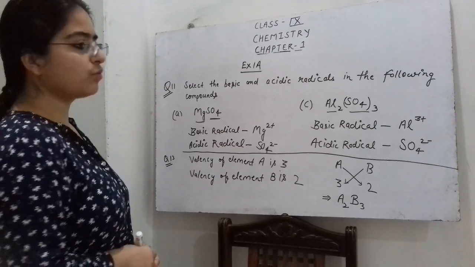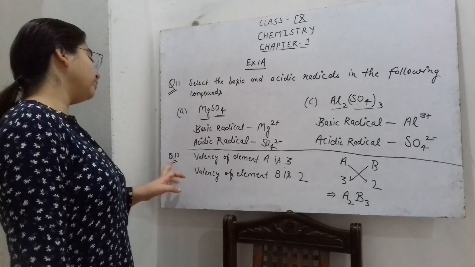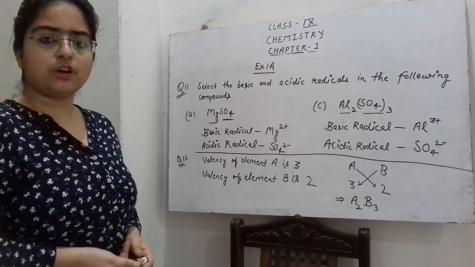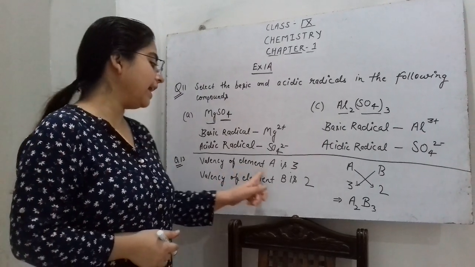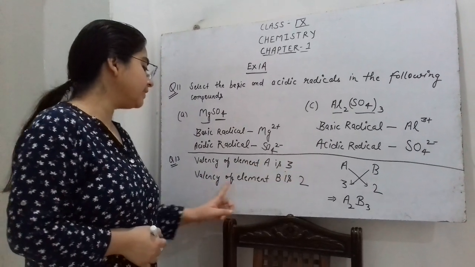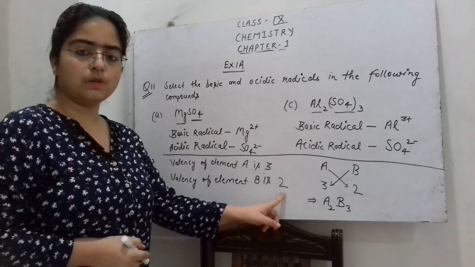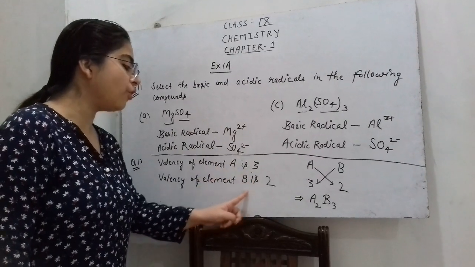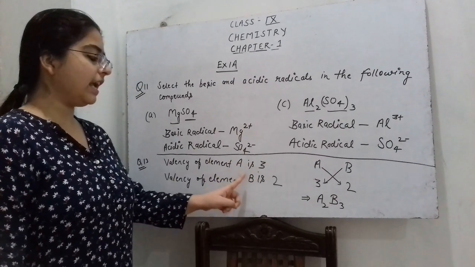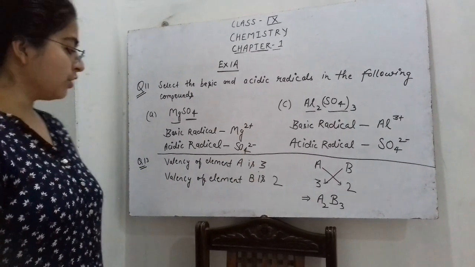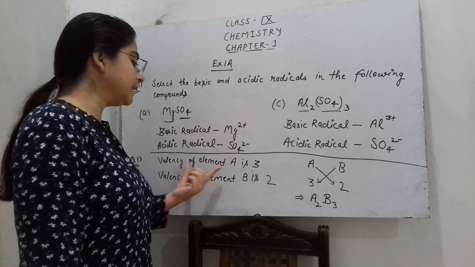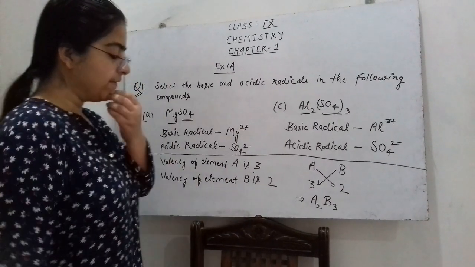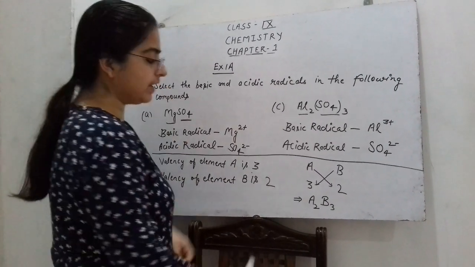Now the next question is question number 13. In question number 13 it is given first of all that the valency of element A is 3 and the valency of element B is 2. We have to find the formula of the compound which will be formed by the combination of element A and element B. So in the question what is given? The valency of element A is 3 and the valency of element B is 2. We have to form the formula of the compound.